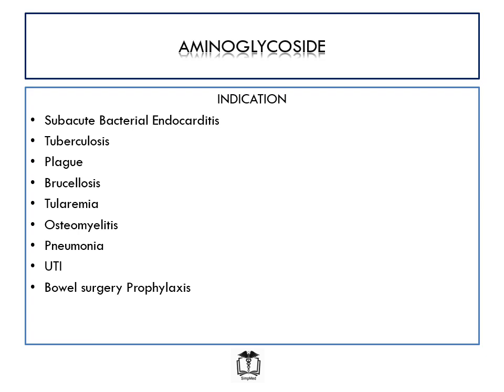What are the indications for using aminoglycosides? They include subacute bacterial endocarditis, tuberculosis. Streptomycin was the drug of choice for tuberculosis at a certain point in history, but it is not really a drug of choice any longer. We still use some of the aminoglycosides like amikacin as a secondary choice in treating tuberculosis that is resistant to our first-line drugs. Then we have plague, brucellosis, tularemia, osteomyelitis, pneumonia, urinary tract infection, and then bowel surgery prophylaxis. Remember that for bowel surgery prophylaxis, we make use of drugs like neomycin because of its ability to stay within the GIT and clear the entire GIT of bacteria before a surgery is done.